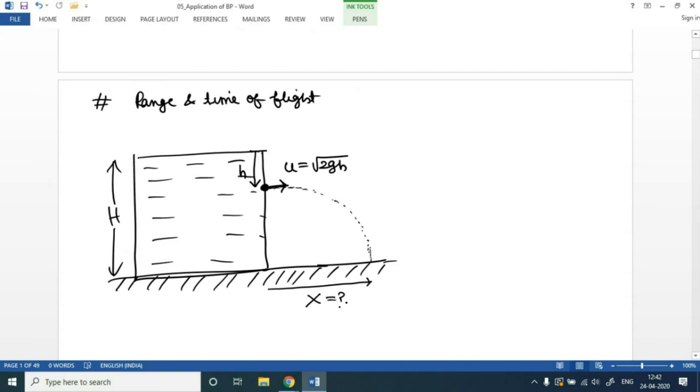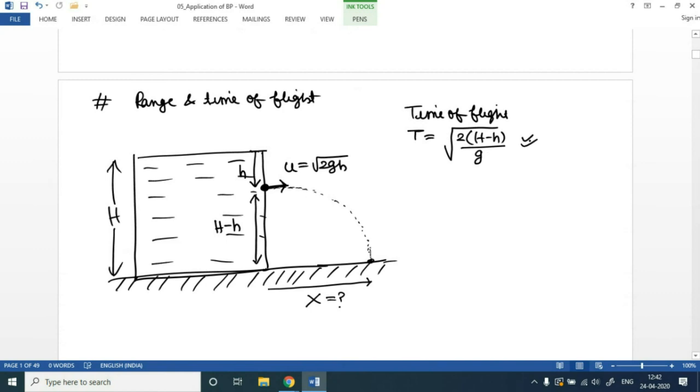You must realize that if this orifice is at depth h, it must be at a height capital H minus h from the bottom. So in that case, if we want to find out the time of flight, how much time an element of liquid is going to take to reach from this position to this position, this is simply going to be root under 2 times capital H minus h by g. So this is the time of flight.